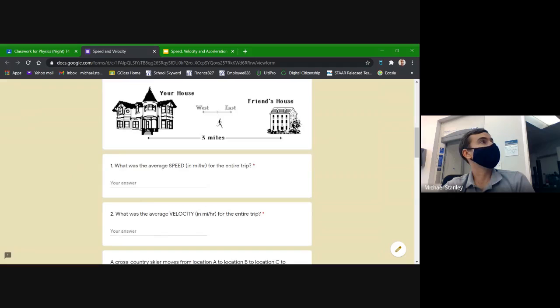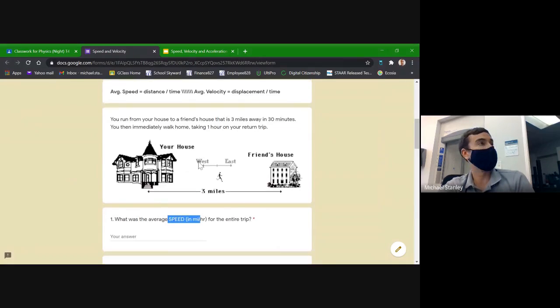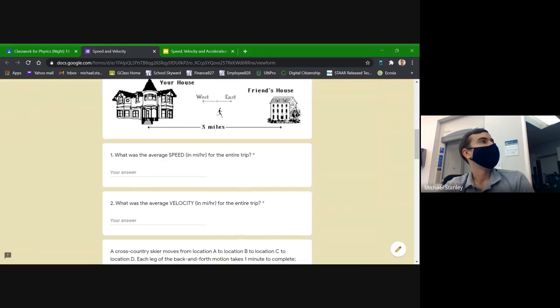So you'll use those measurements that we just talked about in order to calculate the average speed of this person and the average velocity of this person.